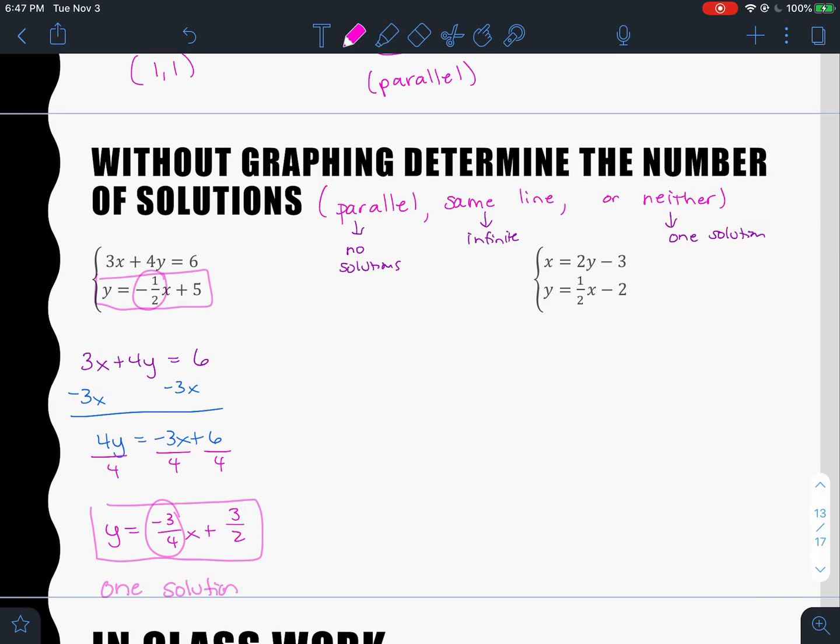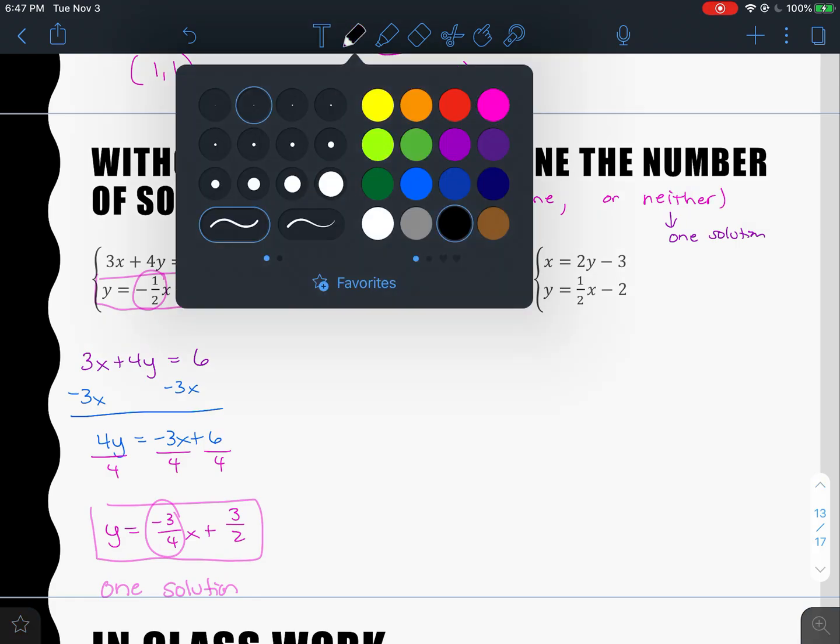All right, why don't you pause the video and try the next one? Would they be parallel, which means they would have no solution? Would it be the same exact line, so they would have infinite solutions? Or is it neither of those, so there would be one solution? Go ahead and pause the video and try the next one.